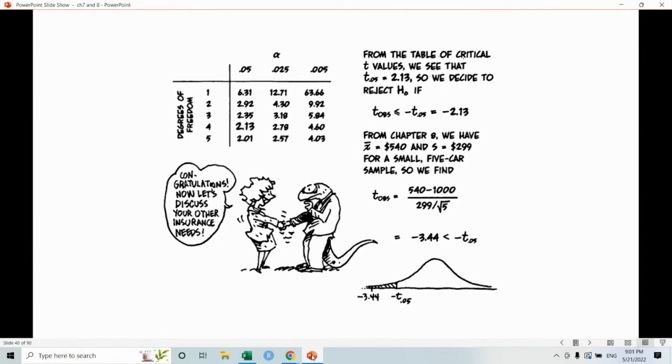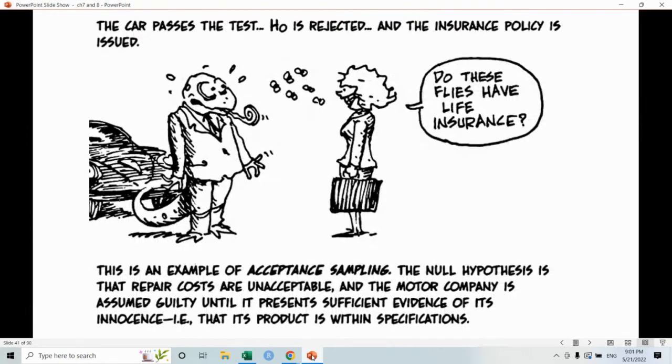And from a previous chapter, we have x-bar equals 540 and s, the standard deviation, equals 299. For a small 5-car sample, we find that t observed is negative 3.44, which is more negative than negative 2.13, right? So we reject the null hypothesis that the mean repair cost for collisions is greater than or equal to 1,000. So the car passes the test, the null hypothesis is rejected, and the insurance policy is issued.